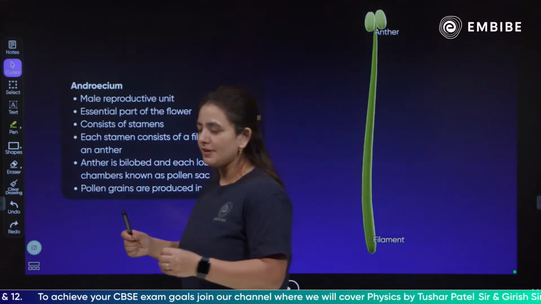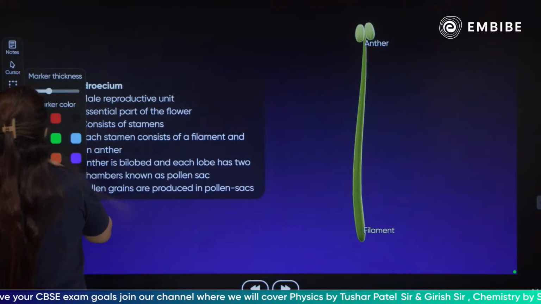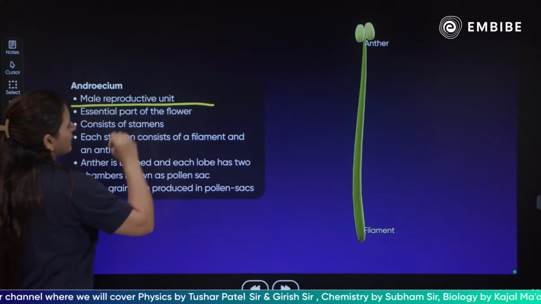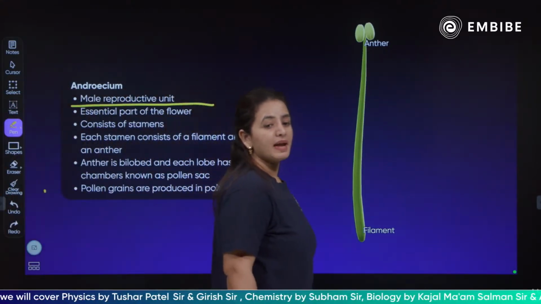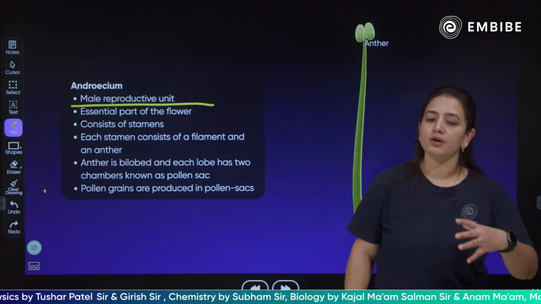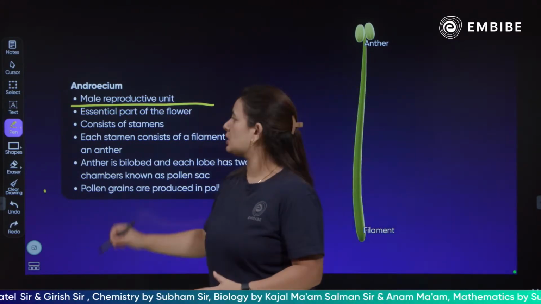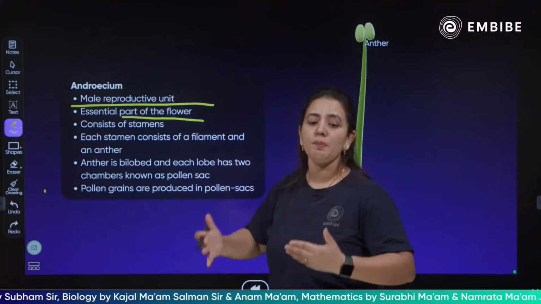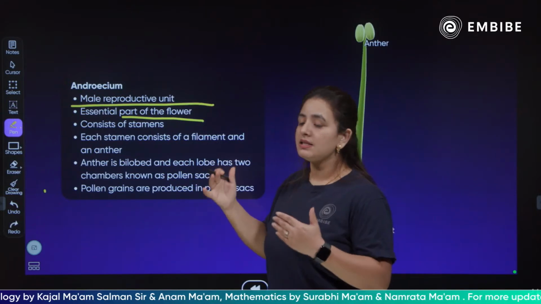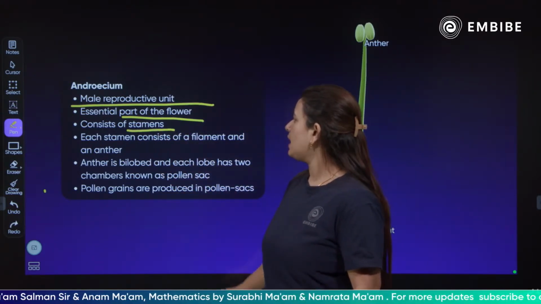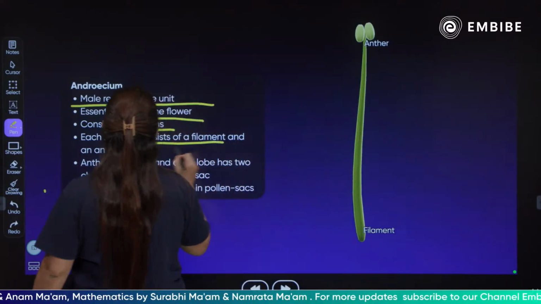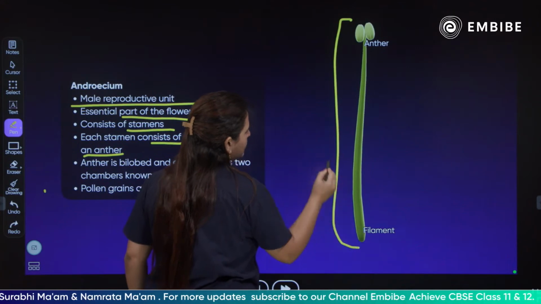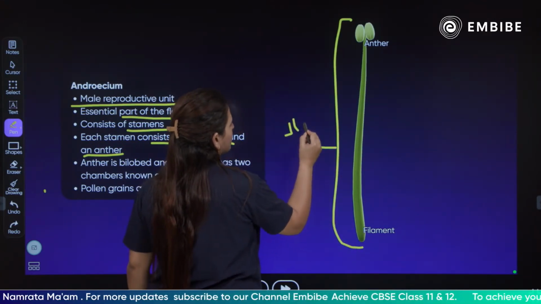Moving forward to our third part, which is absolutely important, your androecium. What is androecium, children? Androecium is the male reproductive unit. Talking about the androecium, it is an absolutely essential part of the flower. Of course, it's a male reproductive unit because it will be giving rise to male gametes. It consists of a stamen. What is a stamen? A stamen consists of a filament and an anther. So this whole part from tip to bottom is called the stamen.